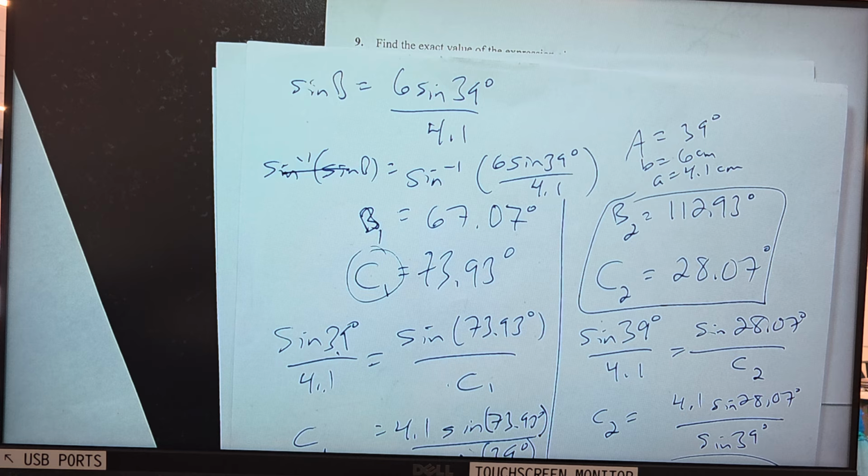How do we all feel about it? That's one of the hardest problems with law of sines, because you have two triangles. If B2 had been 140, that would have worked. 142 would not have worked. 140 plus 39 is 179, that leaves 1 degree over. 142 plus 39 is over 180, that would never work. You can't have two angles add up to more than 180, or equal to 180 for that matter.